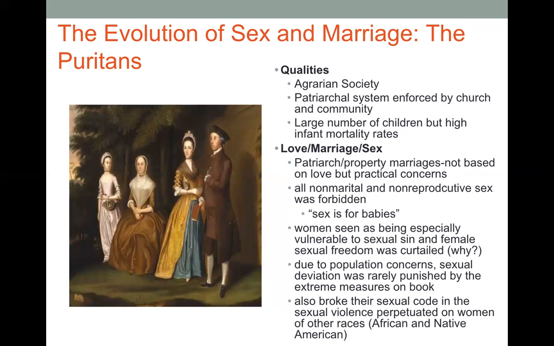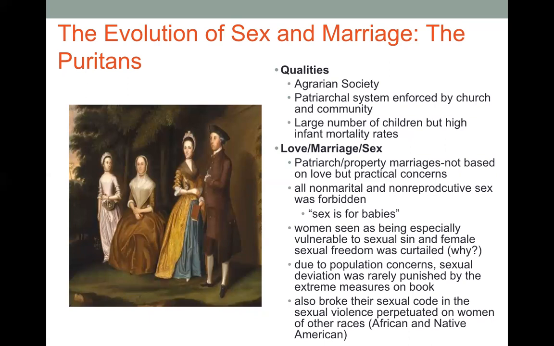In regards to sex, largely, in the Puritan society, all non-marital and non-reproductive sex was forbidden. So this didn't just mean that premarital or extramarital sex was forbidden, but it also meant that if a sexual act wasn't the type that was going to result in reproduction, in the possibility of fertilization, then those acts were forbidden.